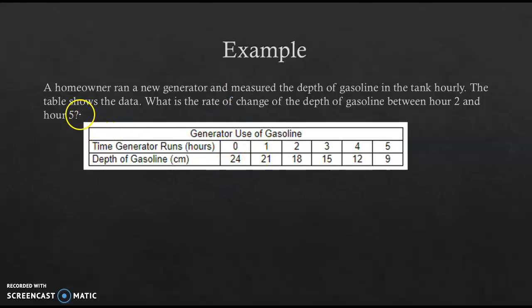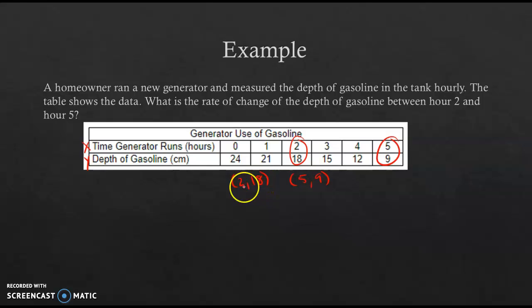So basically what it's telling us is it's giving us the points for us to use. So here's hour 2, so that's the point (2, 18), and here's hour 5, which is the point (5, 9), because time is always x. Normally, if a table is shown horizontally like this, the top is x and the bottom is y, whereas if it's a vertical table, the left is x and the right is y.